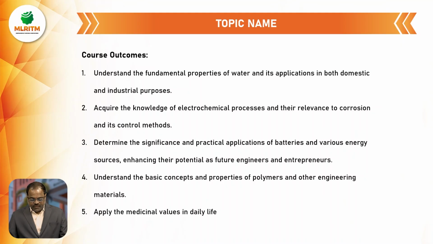Determine the significance and practical applications of battery and various energy sources, enhancing the potential as future engineers and entrepreneurs. This is the third course outcome. The fourth one is understand the basic concepts and properties of polymers and other engineering materials. This is course outcome 4. The course outcome 5 is apply the medicinal values in daily life. These are the 5 course outcomes of engineering chemistry.